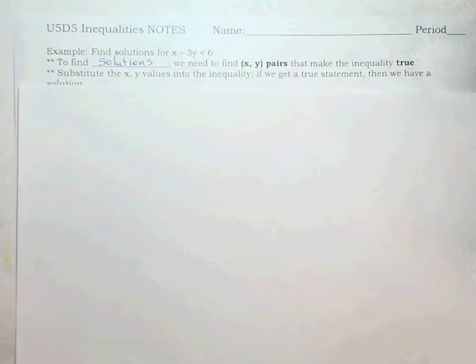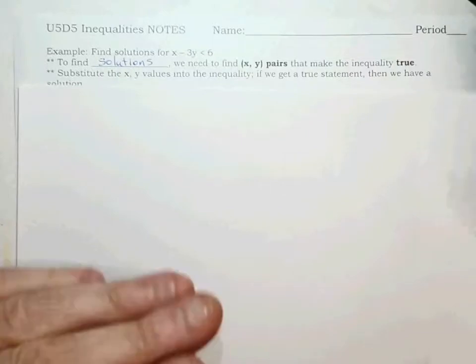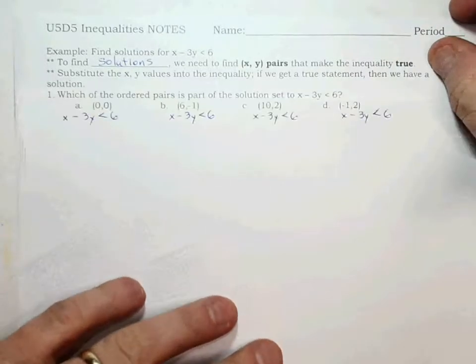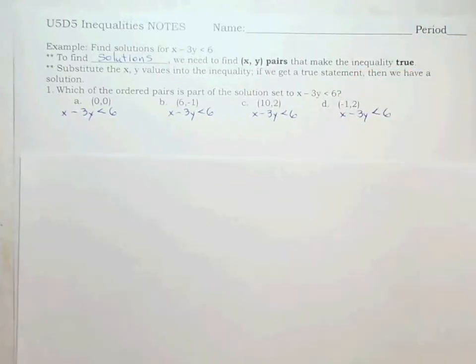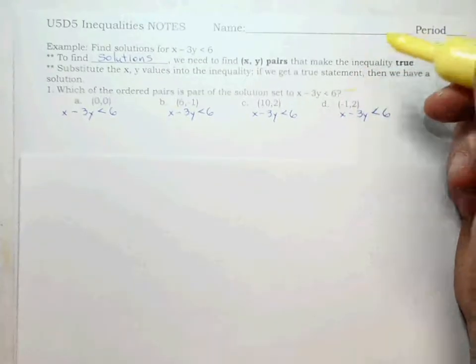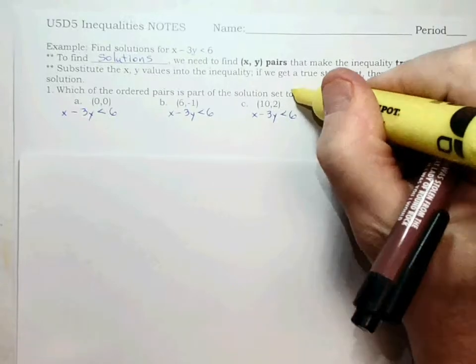So here's what we're going to do. We're going to substitute the xy values into the inequality, x for x, y for y. If we get a true statement, then we have a solution. So in this one, we're looking at the inequality, x minus 3y is less than 6.